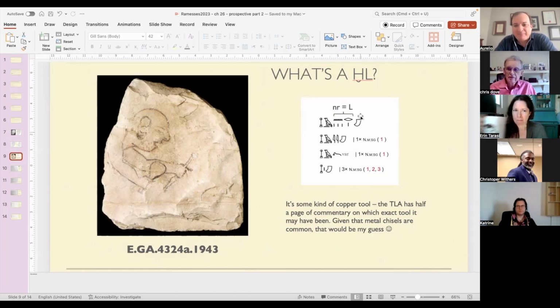In any case, it's a kind of copper tool. The TLA has about half a page of commentary on which exact tool it could have been. Given that this tool was just very common in Deir El Medina to do all sorts of work, I would surmise it's probably this. So a bronze chisel with a mallet.